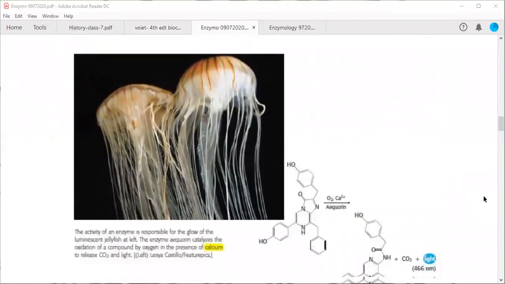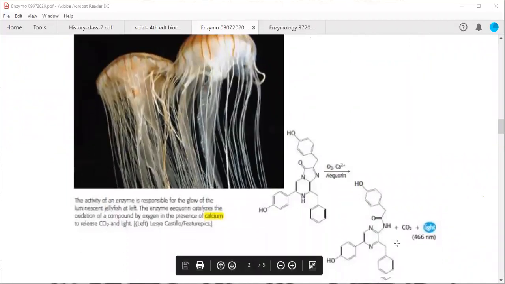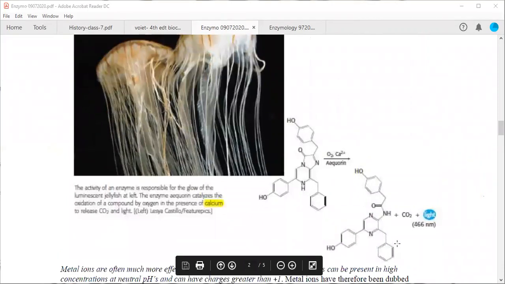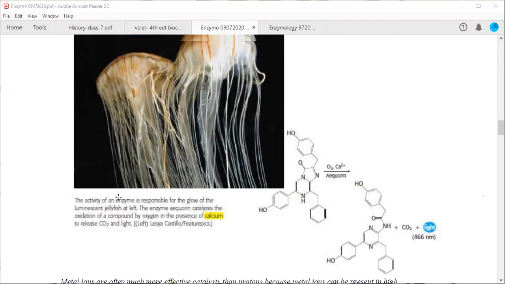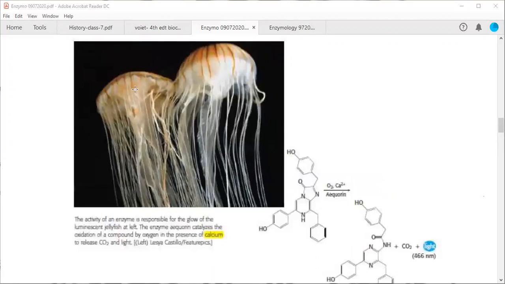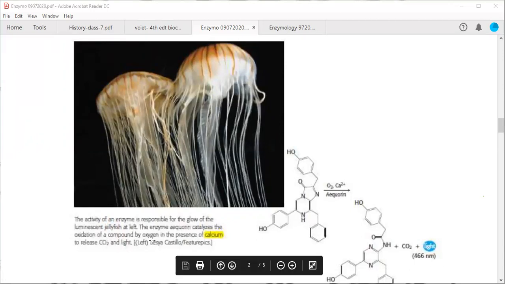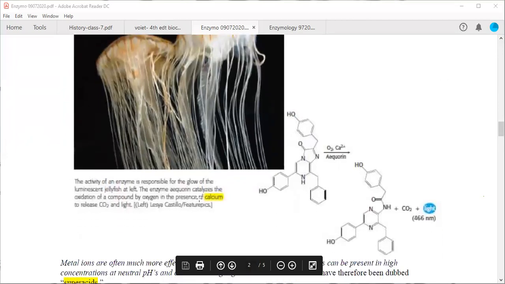This one is an example of an enzyme called luciferase. Actually, the name of the enzyme is aequorin, and it was purified from the jellyfish. It is responsible for the luminescence in the jellyfish. If you are able to see this orange colored pinch out of this jellyfish, this luminescence property is due to this particular aequorin molecule. The enzyme catalyzes the oxidation of a compound by oxygen in the presence of calcium ions to release carbon dioxide, and light is emitted, so that it is glowing. The exact reaction happens in the presence of calcium ions. Therefore this is an example of metal ion catalysis.